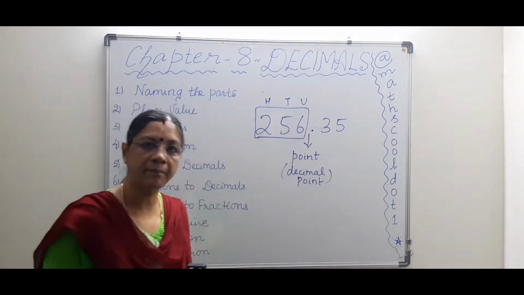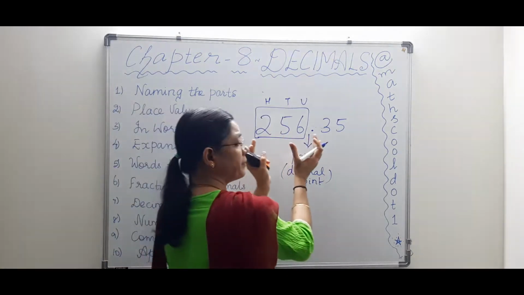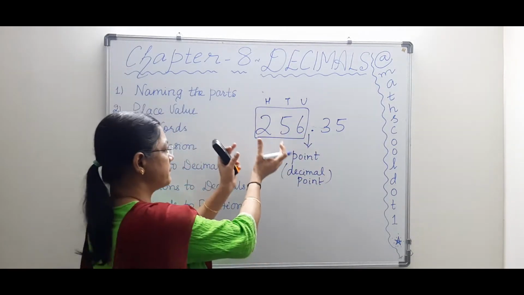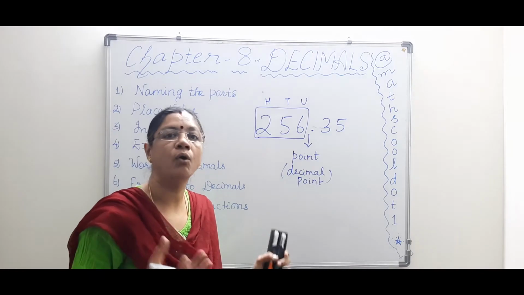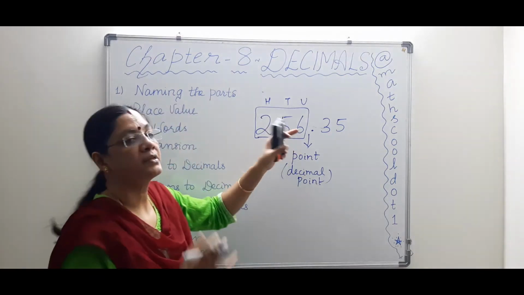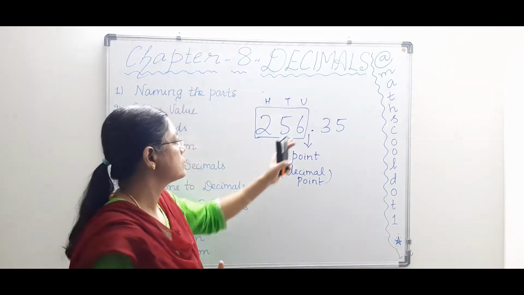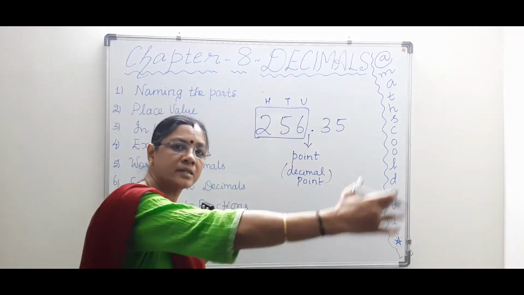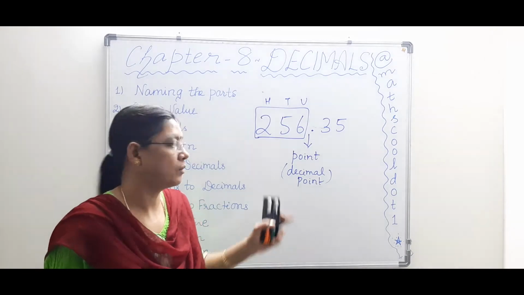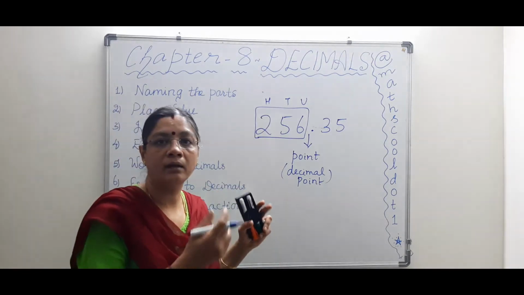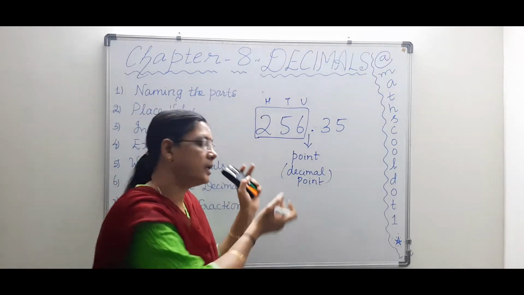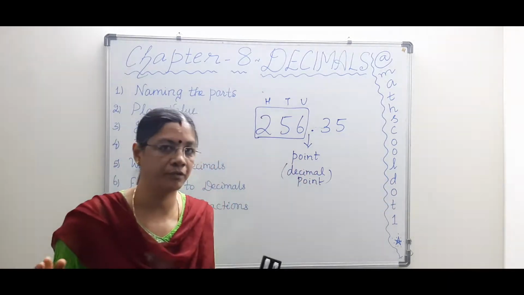This separates a decimal number into two parts. The first part is the whole number. 256 is a whole number. Then the point, and after the point there are some numbers, and it can extend to any number. Just like we can write numbers up to infinity on this side, on that side too you can write up to infinity, it goes on.